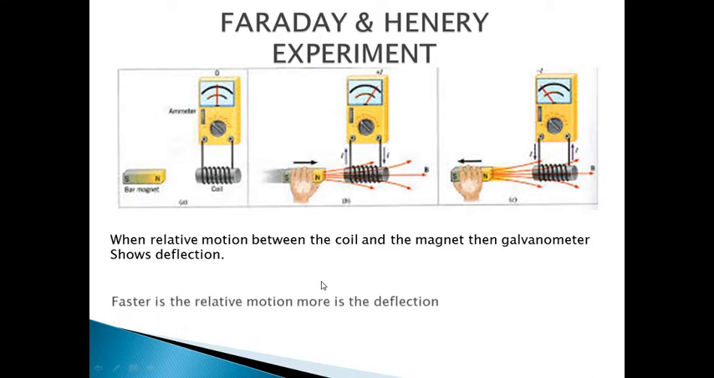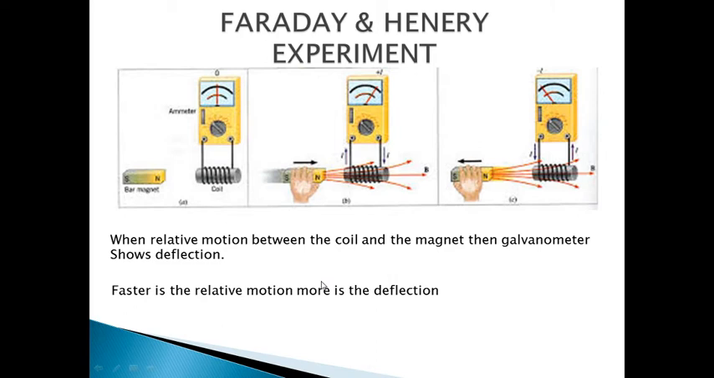Then he also observed that the faster the relative motion, the more the deflection. It means if you move your hand faster, there will be more deflection. If you move your hand slower, there will be less deflection. That means if you're moving faster, more current is produced. If you're moving slower, less current is produced.